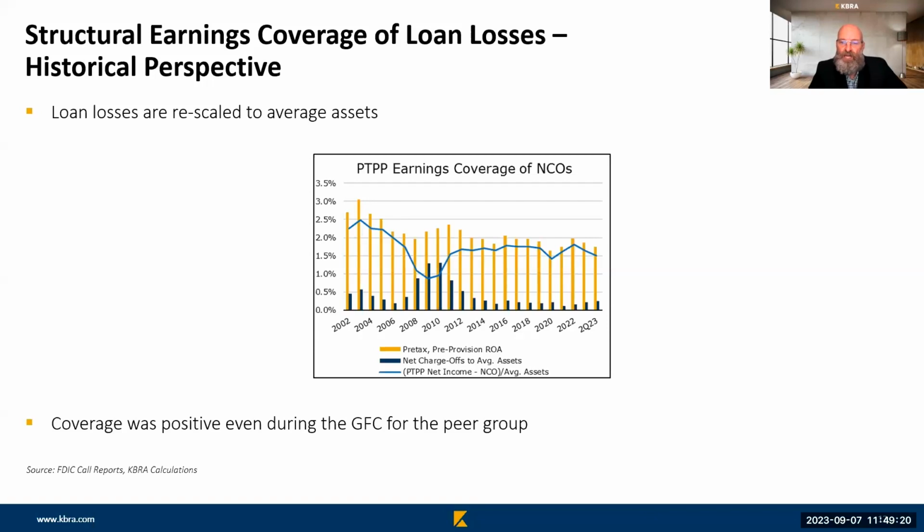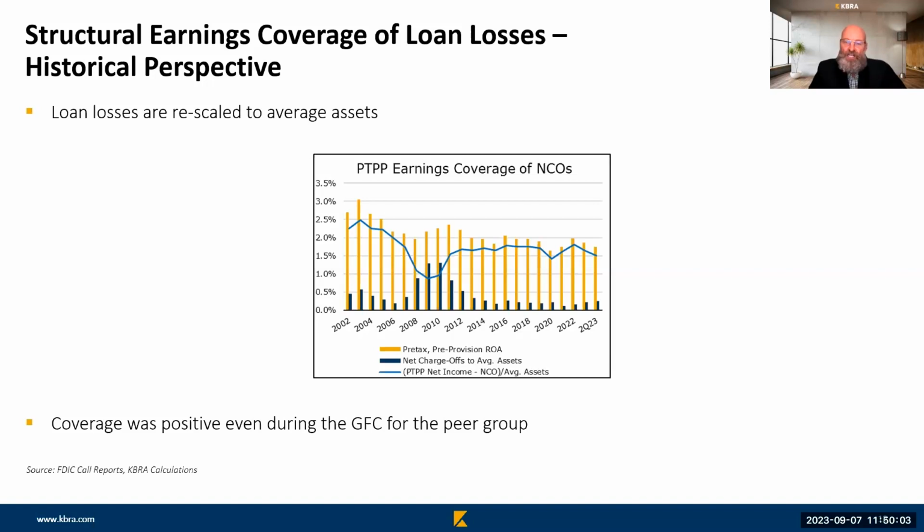We just wanted to give a flavor for historically when there's been episodes of high loan losses, which would be the dark blue bar. You can see it came up early in the 2000s from the 2001 recession, and then spiked pretty high in the global financial crisis. We wanted to capture those. I should make a note that the navy bar is net charge-offs to average assets. Normally it's displayed relative to average loans, but to keep everything apples to apples, we rescaled it to average assets.